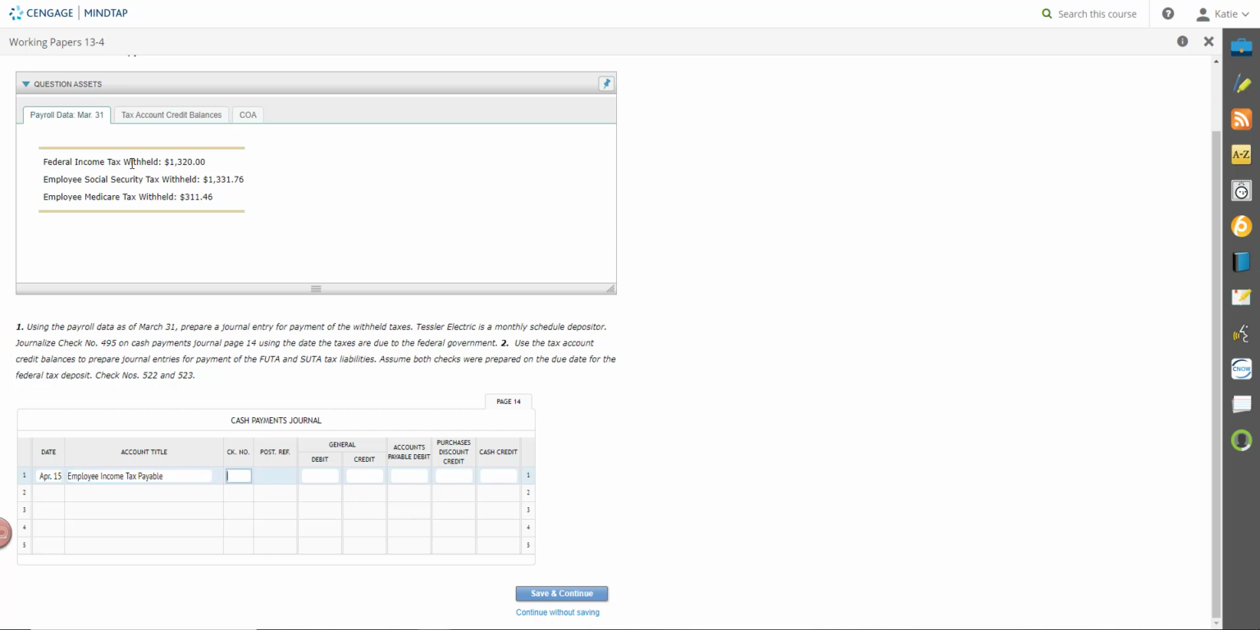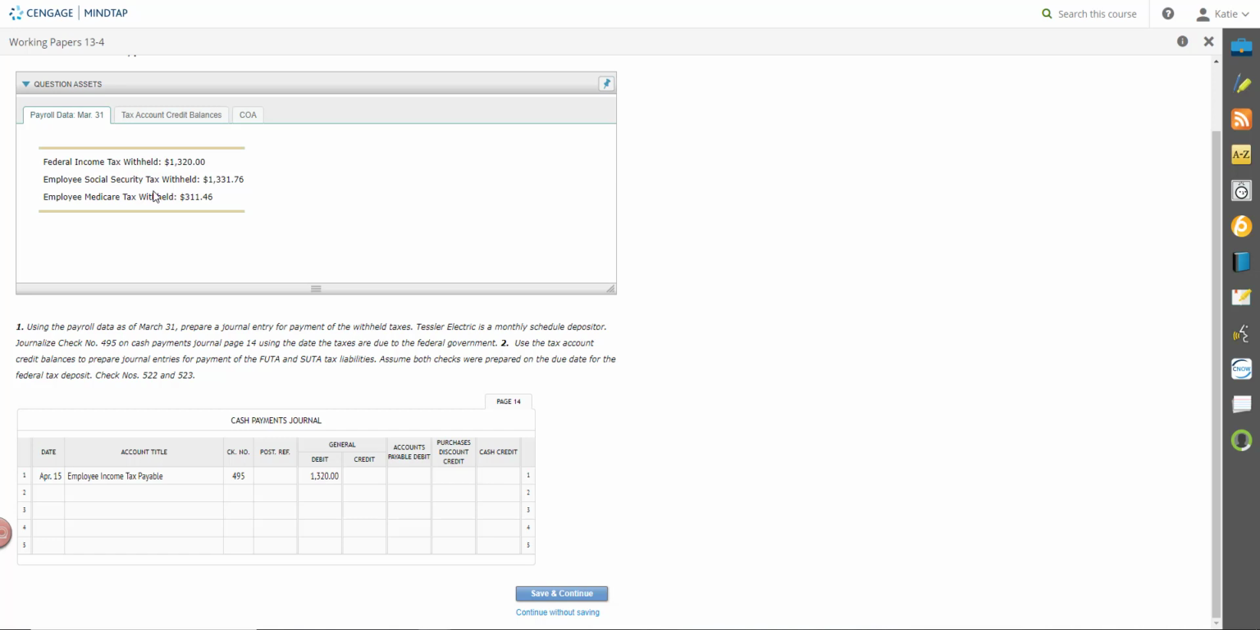This is going to be paid with check number 495. And we are paying off these liabilities, which means that how much we have in that account is going down. So if we withheld $1,320 from our employees' paychecks, that's how much we have to pay the government. So I'm going to go ahead and debit that $1,320. That is the easiest part of this whole transaction. The next part I want you to see is, do you notice this word right here that says employee?